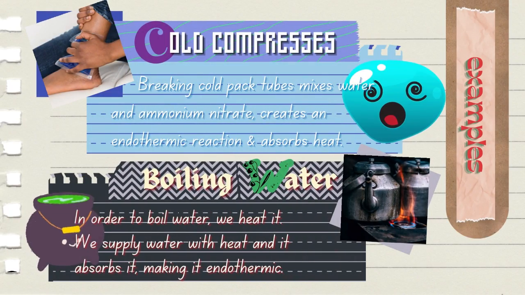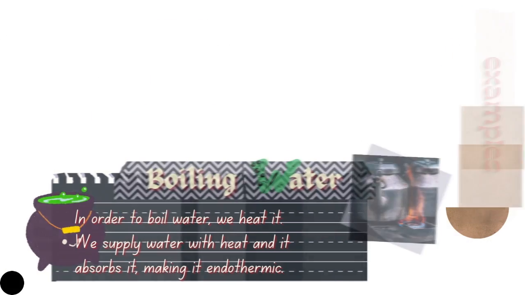Number 9. Cold compresses. Breaking cold pack tubes mixes water and ammonium nitrate, creates an endothermic reaction, and absorbs heat. And finally, number 10. Boiling water. In order to boil water, we heat it. We supply water with heat and it absorbs it, making it endothermic.